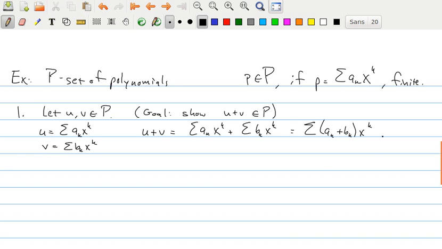So this is again a polynomial. This is a finite sum because both of these were finite. There is a largest a_k, there is a largest b_k. So this is a finite sum. These are all real number coefficients of x to the k, so it's again a polynomial. So we have that U plus V is also a polynomial. So the first axiom holds.